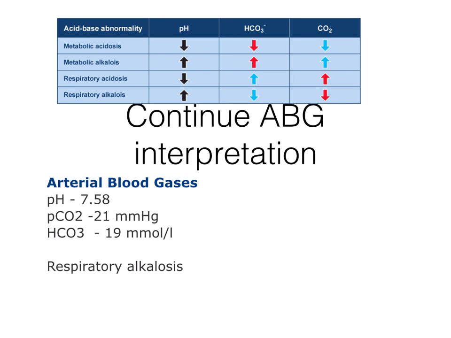Here, the arterial blood gas is pH 7.58, carbon dioxide 21, bicarbonate 19. So in this condition the pH is high, so pH is high means it is alkaline. And then we see the carbon dioxide is low and bicarbonate is also low. So if pH is high and carbon dioxide and bicarbonate both are low, according to this table, then the condition happening is respiratory alkalosis.